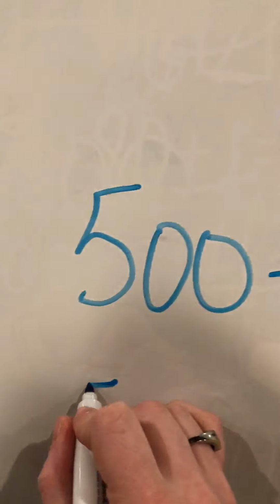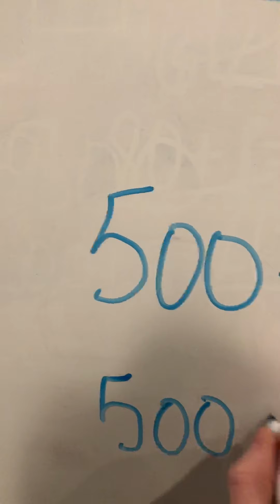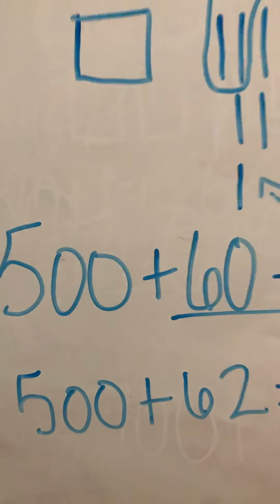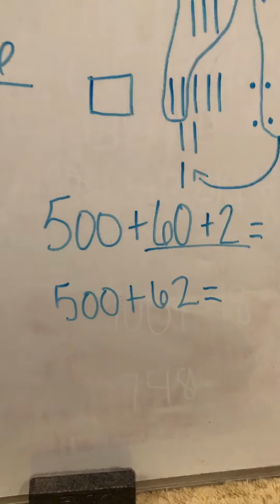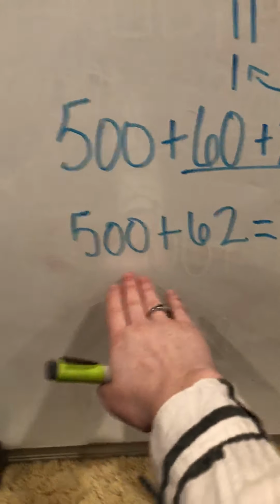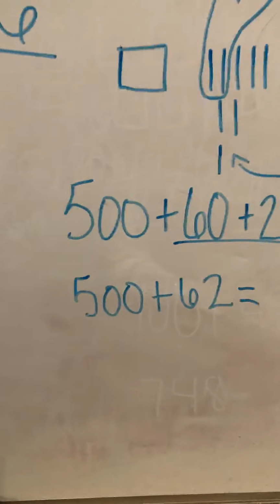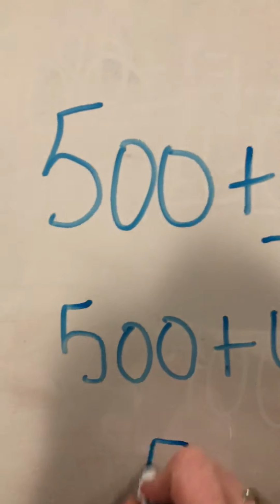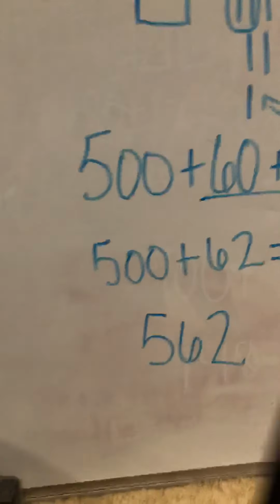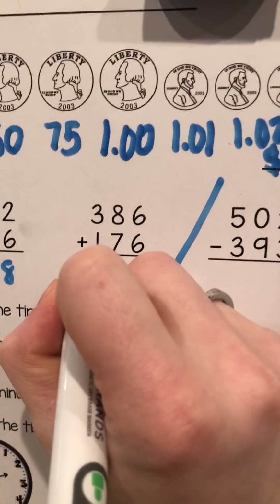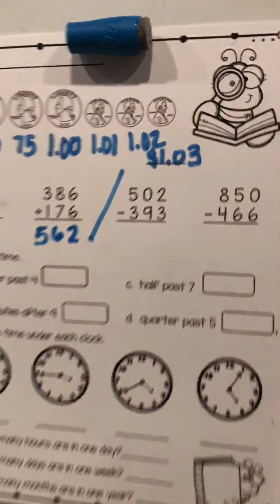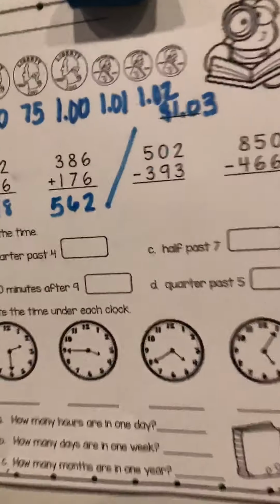So we can write 500 plus 62. And this makes, and we have to remember equal signs. I don't have you guys here reminding me to put my equal sign in. So we have 500 plus 62, which is 562. And that's our final answer. So we're going to come over here and we're going to write 562. And there's our final answer.